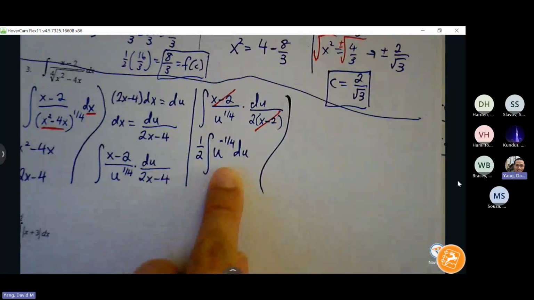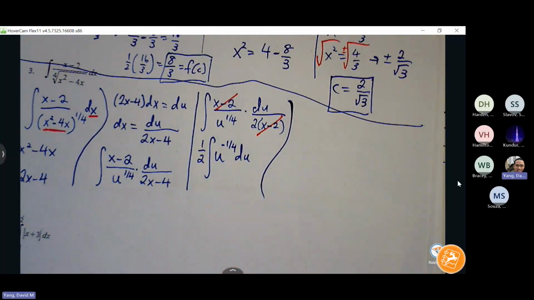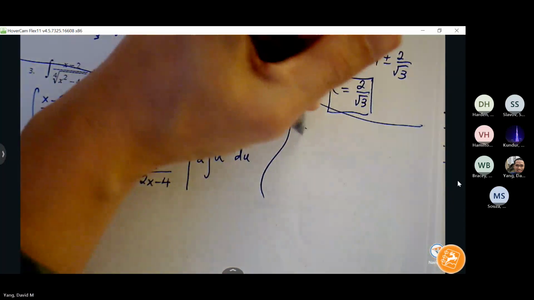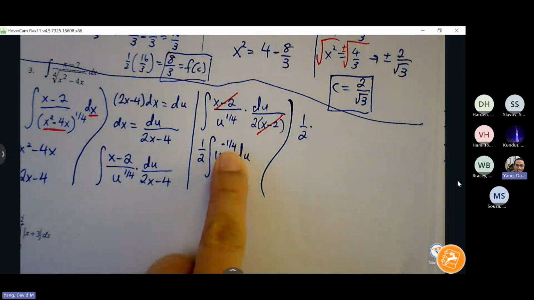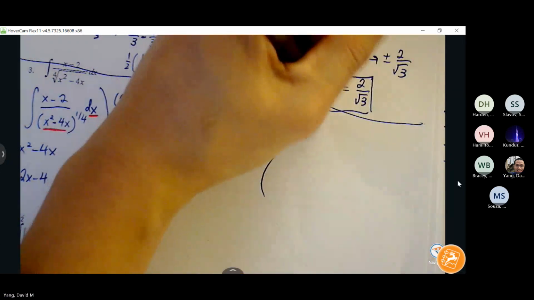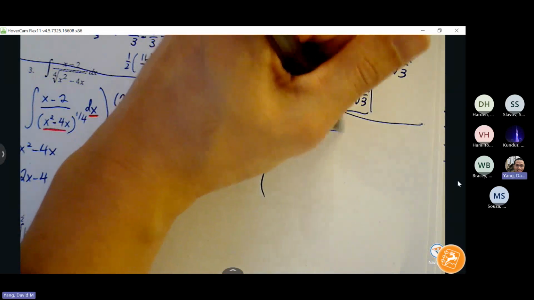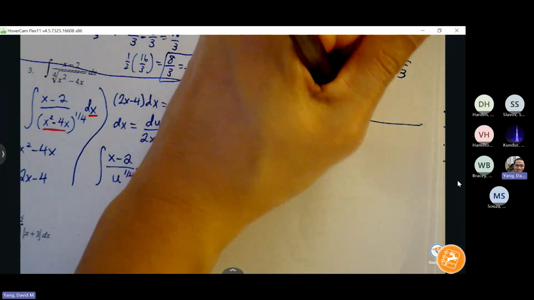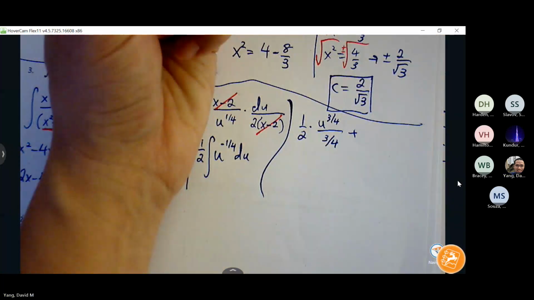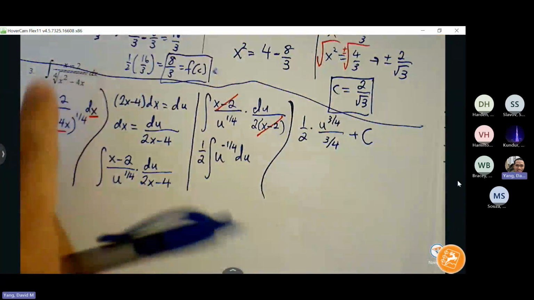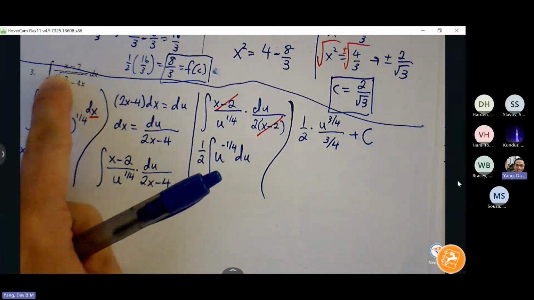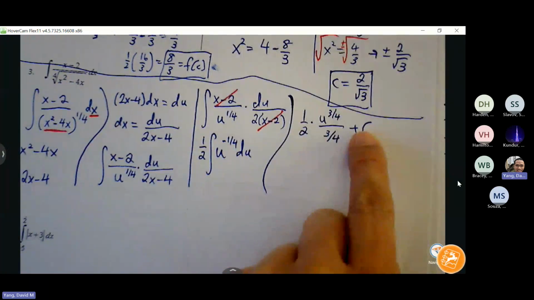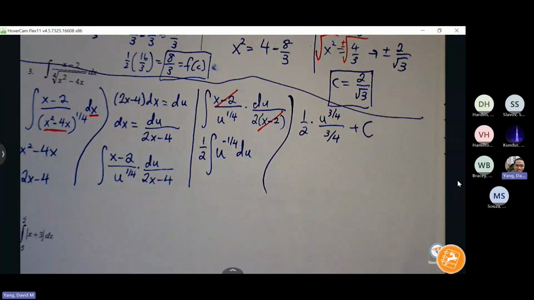All right, so now it's more straightforward. Power rule: add 1 to the exponent and divide by the new exponent. So u to the negative 1/4 becomes what? 3/4. Plus c. Okay, so here there are no bounds. If it's an indefinite integral, then we have to make sure we include plus c. If there's a definite integral, no plus c, then we'll work the bounds in and get a number at the end.